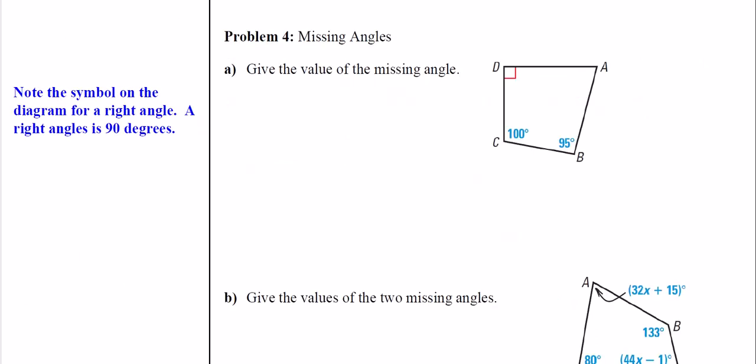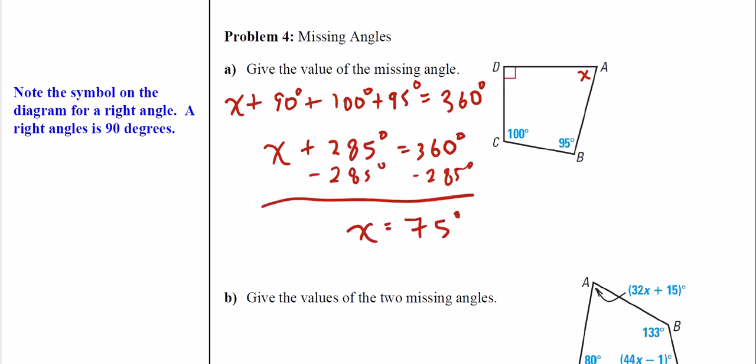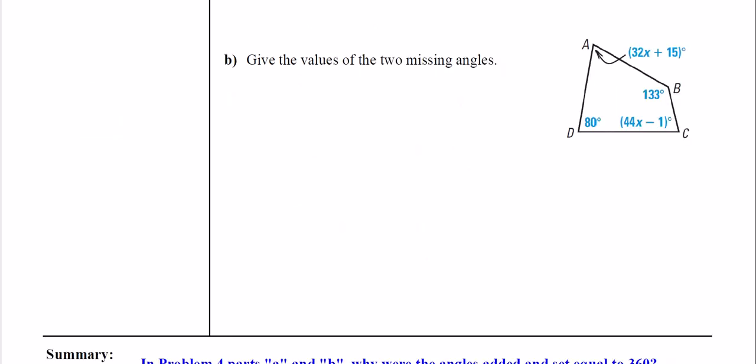Let's put this to work. So here we have a four-sided shape. We don't know what angle A is, so I'm going to call it X. So X plus, this is 90 degrees, plus 100 degrees, plus 95 degrees. It should be equal to 360 degrees. And if we combine these like terms, we get that. We subtract 285 from both sides. And our mystery angle happens to be 75 degrees. On a scale from 1 to 10 for this class, that was maybe a 3.